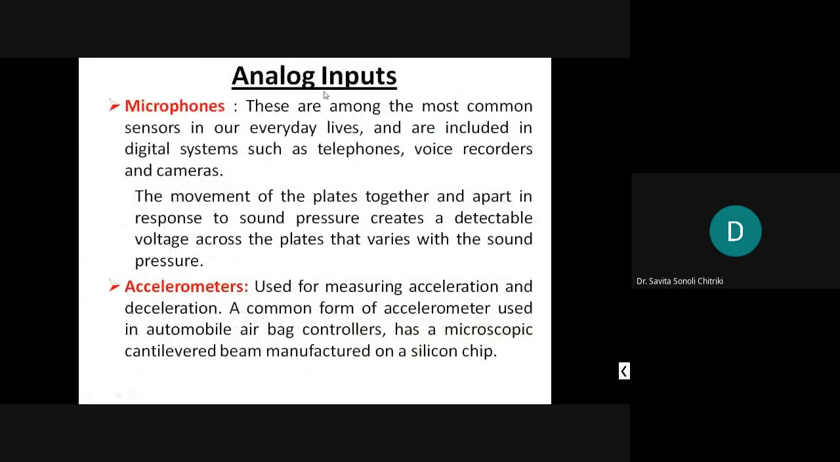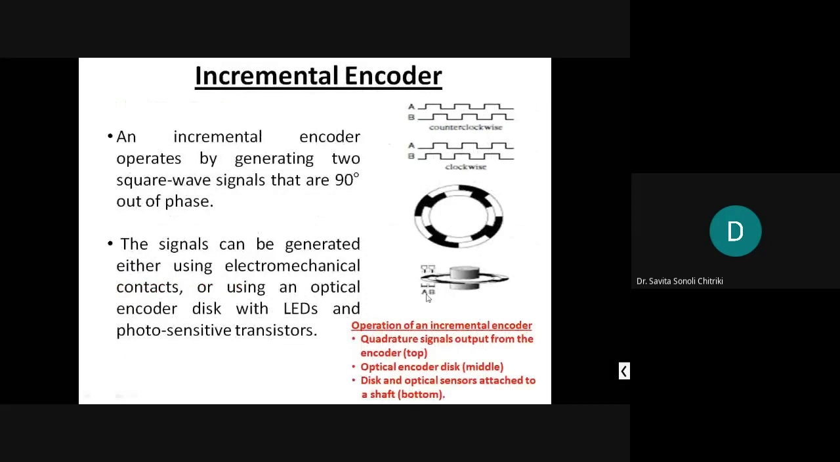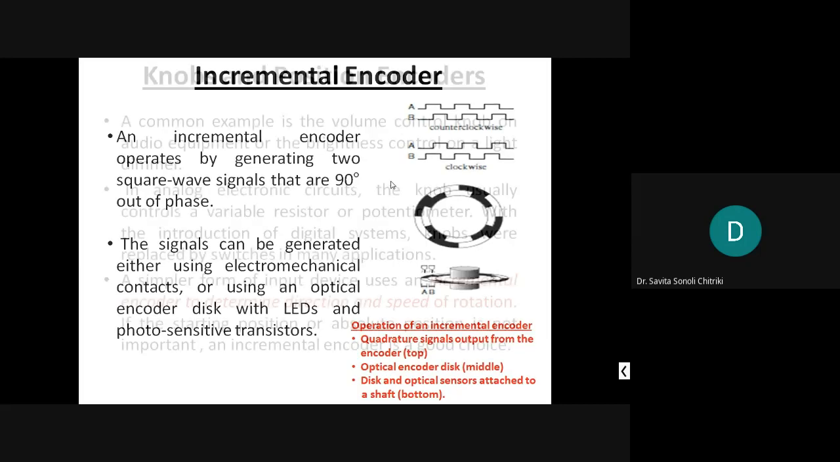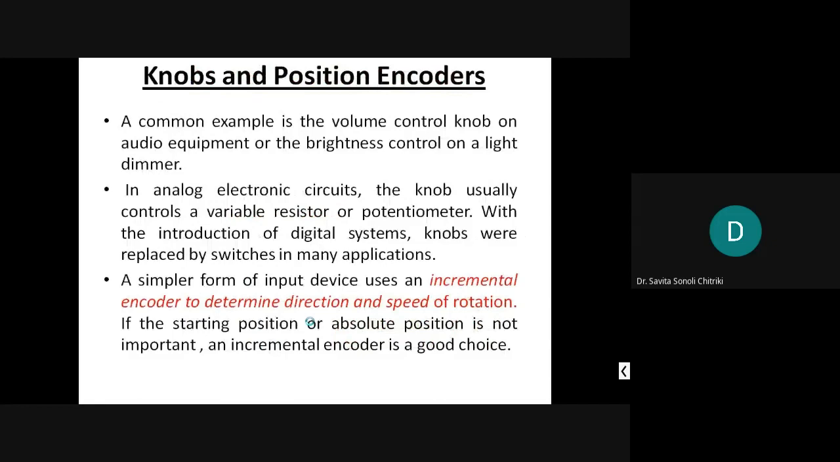Then next, other analog inputs. See here, the signal generated is also digital. Digital, what all did we study? The keypad and the incremental encoder. Even in the keypad, whenever the key is pressed, the signal will be sent, either high or zero.